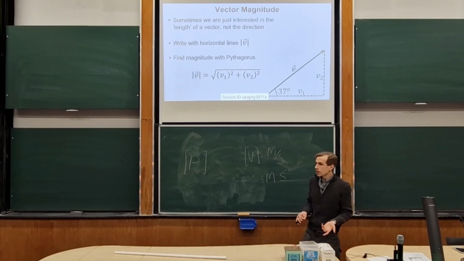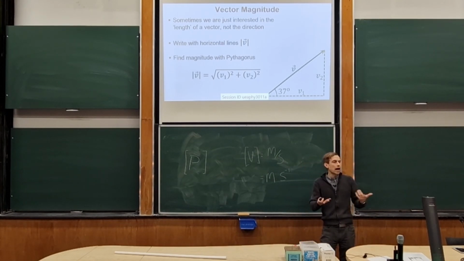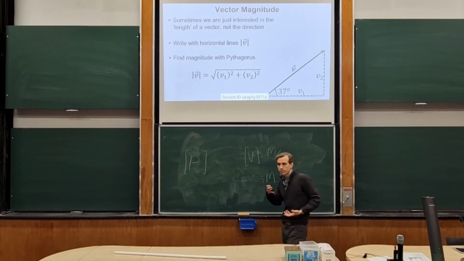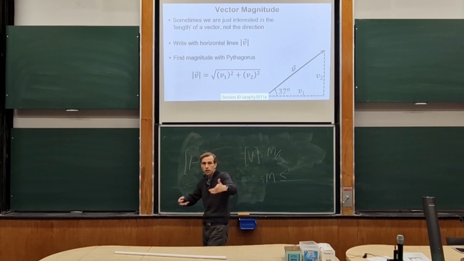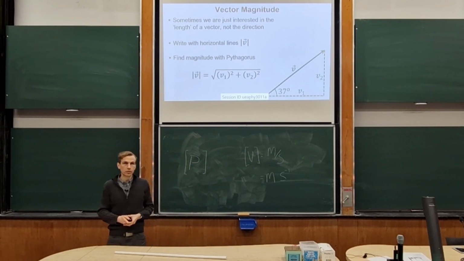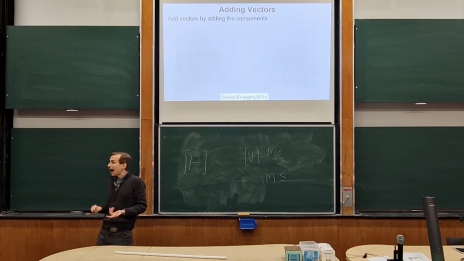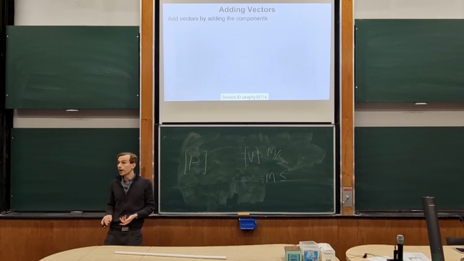The last thing we have to think about vectors for today is how do we add vectors together? How do we go about this? Maybe we've got one displacement vector and another displacement vector. How do we work out what our total displacement vector is? Let's have a look at this. The way we do this is we add the components of the vectors together.